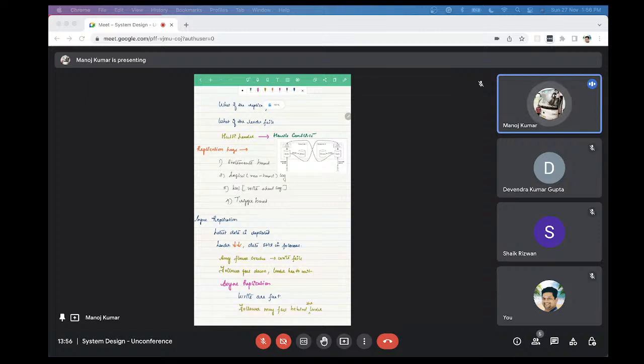Now there are four different ways that replication logs can be done. One is statement based, one is logical row based log, then the write-ahead log, and the trigger based. So before I go directly there, I would like to speak about synchronous replication.